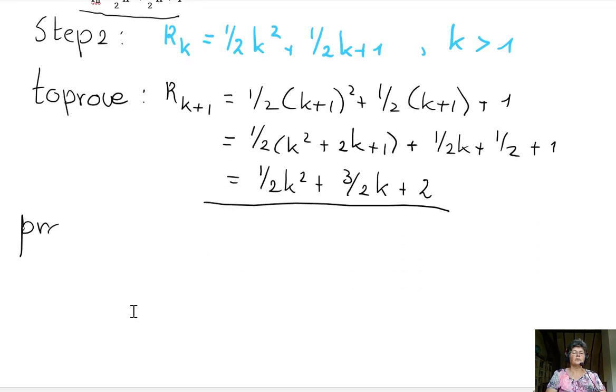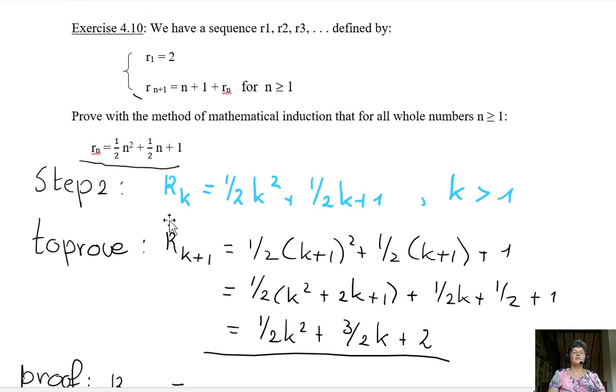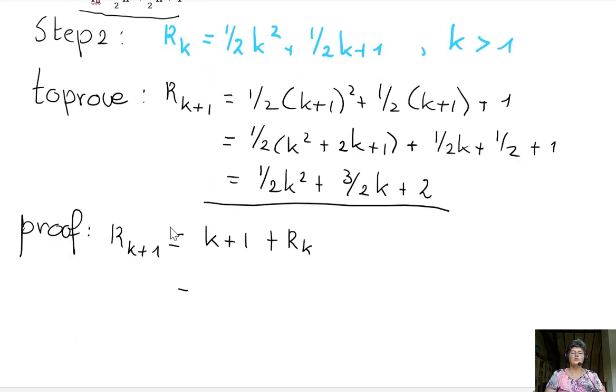So, proof. We start on the left. So R(k+1) equals. What do we know about R(k+1)? We know something because of the definition. So we know that R(k+1) is k plus 1 plus Rk, because of the definition. Then we know something about Rk because we have an assumption. So Rk is a half times k squared plus a half times k plus 1.